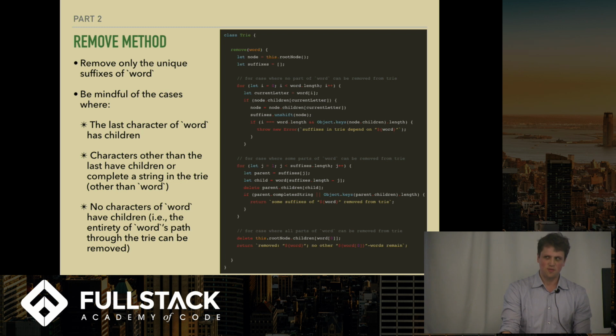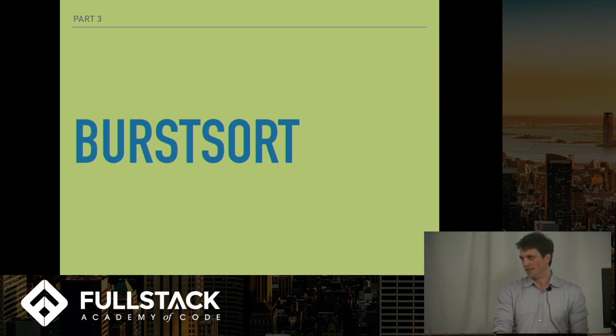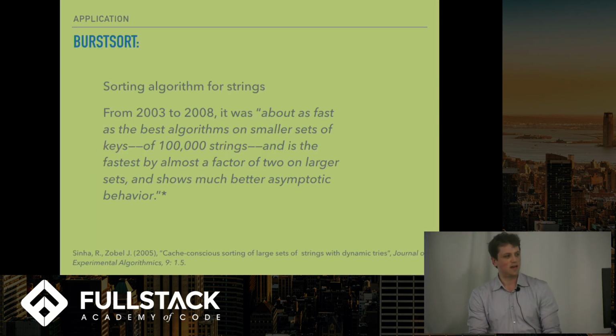I hope that introduced you well enough to the concept of a trie, and I want to go on to something a little advanced called Burstsort. Burstsort is a sorting algorithm, and its claim to fame, I'm quoting from the inventors of the Burstsort sorting algorithm, is that it was about as fast as the best algorithms on smaller sets of keys, about 100,000 strings, and is the fastest by almost a factor of 2 on larger sets.